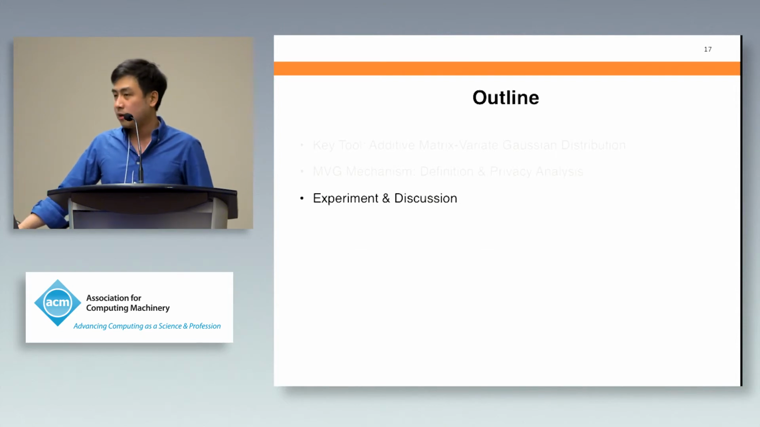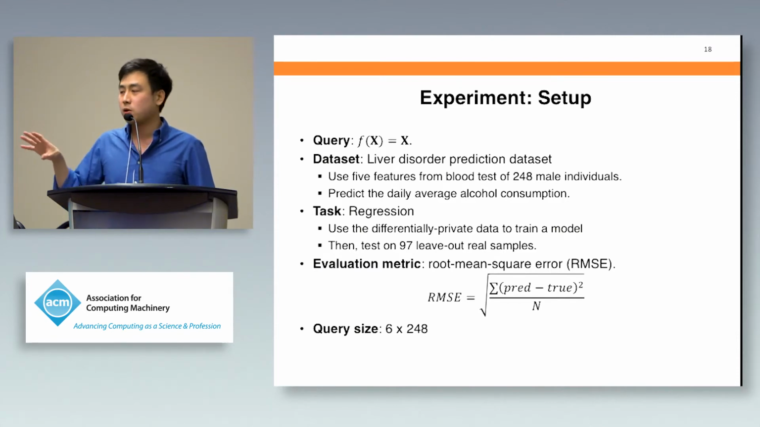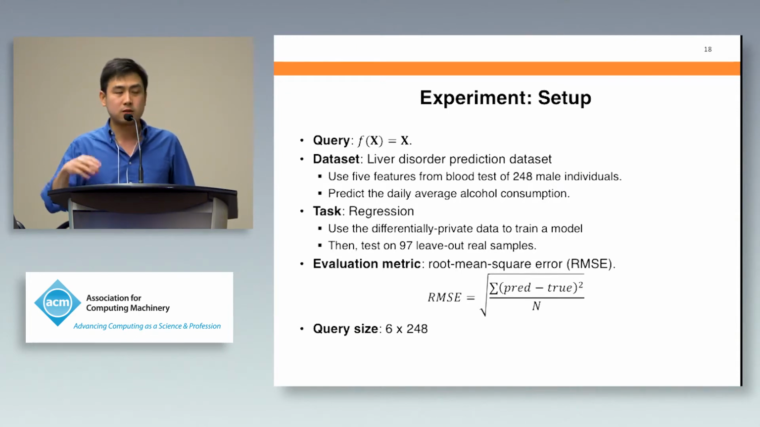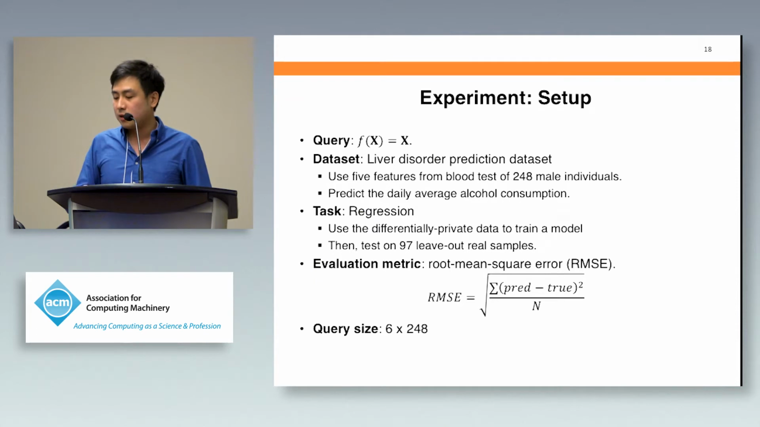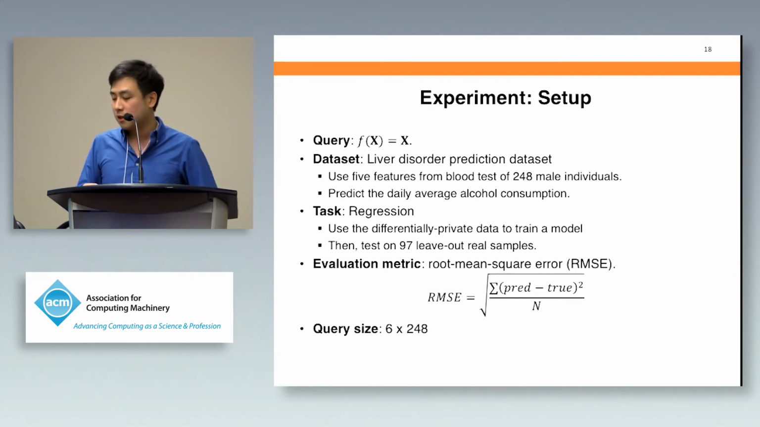So now I'll get to the experiment. We ran a few experiments, but I want to show a canonical one here, which is simple to follow. I consider a query function which is the identity query, just querying the database itself. And the dataset is the liver disorder prediction dataset, which has 5 features from blood tests of 248 male individuals. The task is to predict the daily average alcohol consumption, so it's a regression task in a sense. What we do here is query the data, train a model on the differentially private data, and then test it on the real data to see the actual performance.